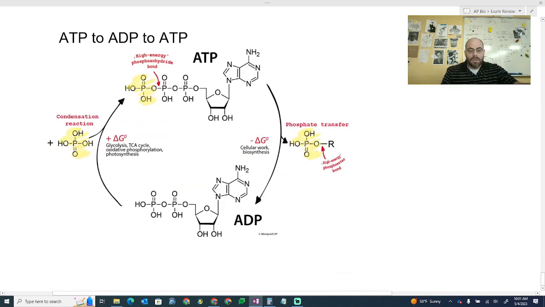And this just shows the ATP to ADP to ATP idea, just that those reactions are coupled. I think we've went over that exclusively.